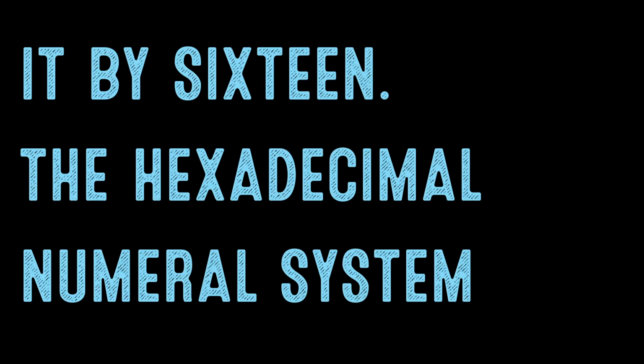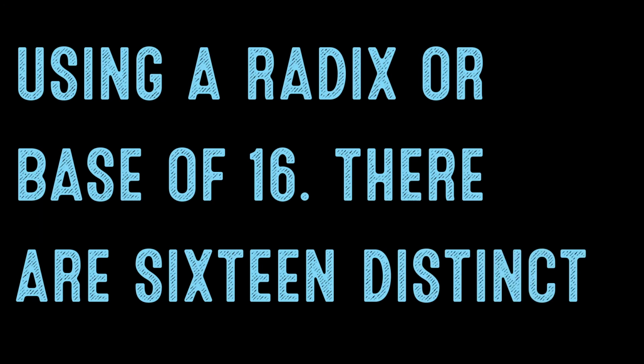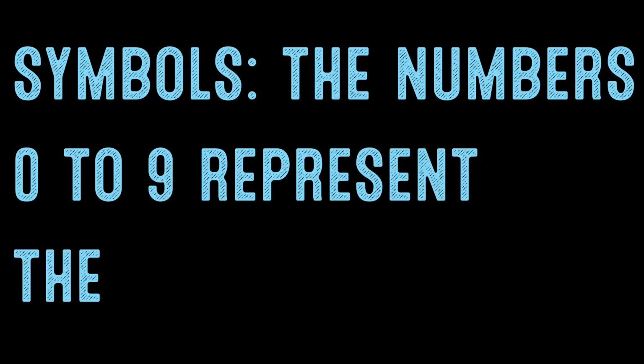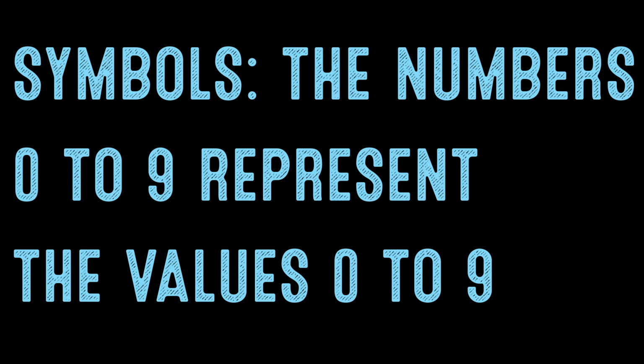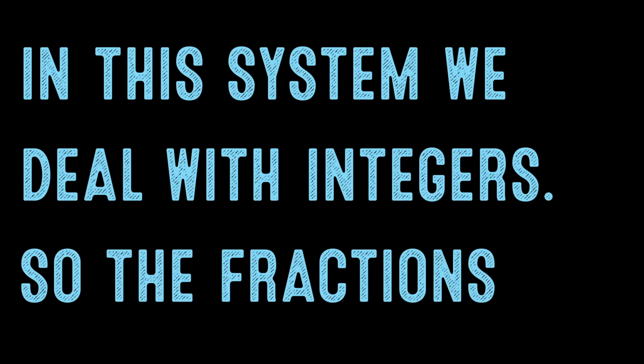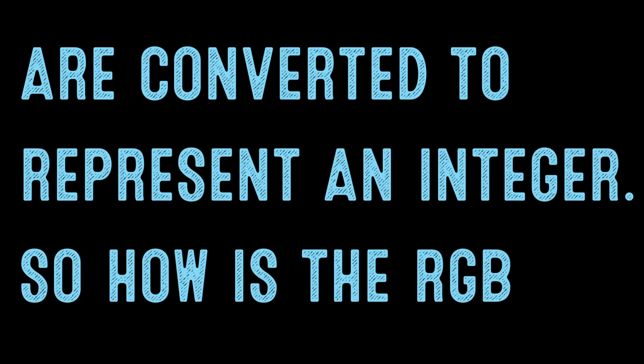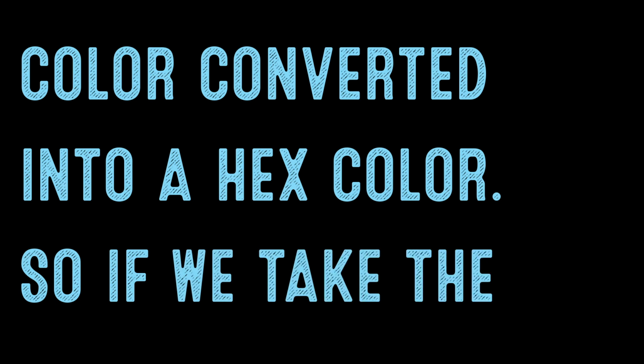The hexadecimal numeral system is a positional numeral system that represents numbers using a radix or base of 16. There are 16 distinct symbols. The numbers 0 to 9 represent the values of 0 to 9, while the letters A to F represent the values 10 to 15. In this system, we deal with integers, so the fractions are converted to represent an integer. So how is the RGB color converted into a hex color?